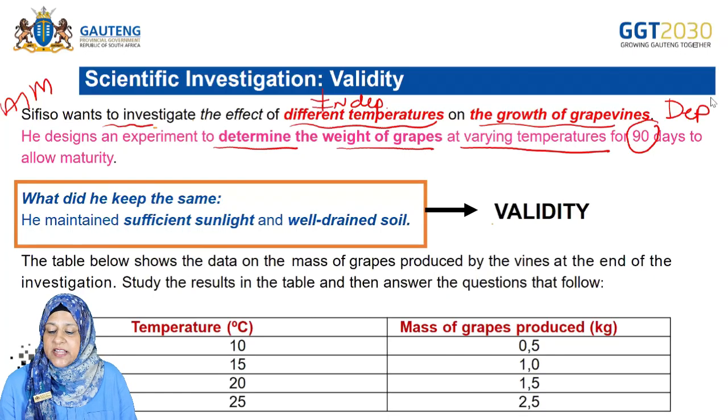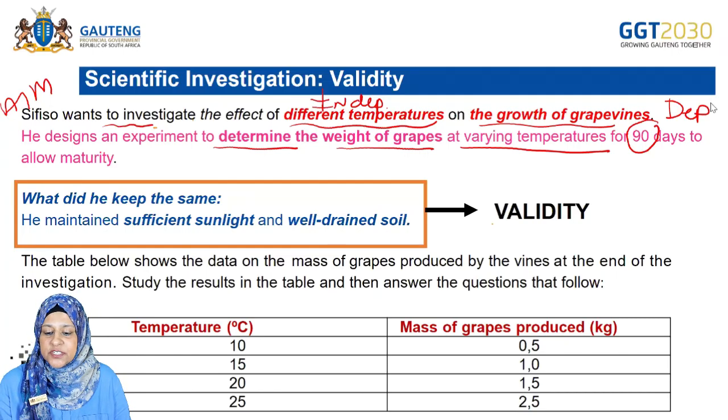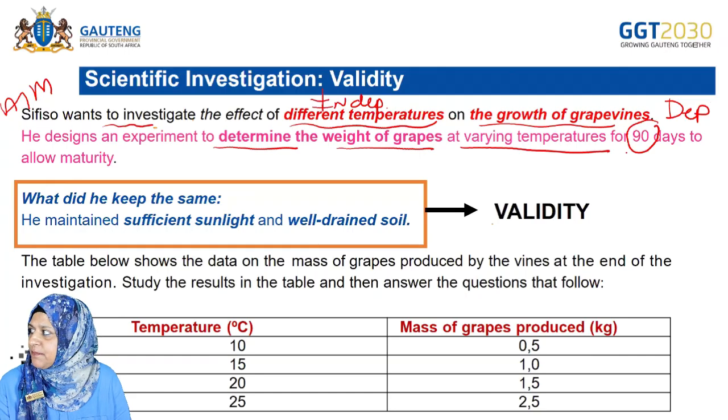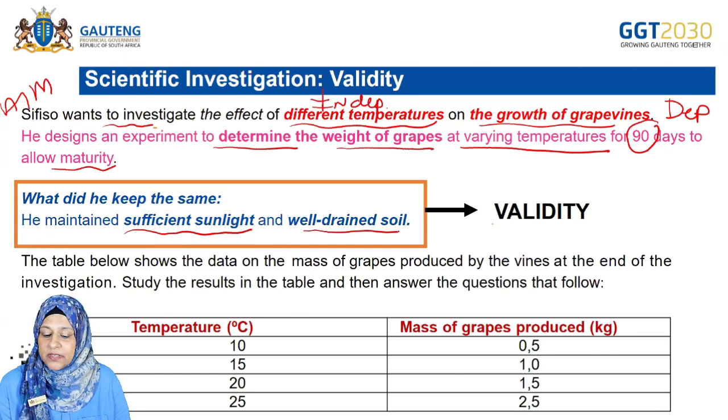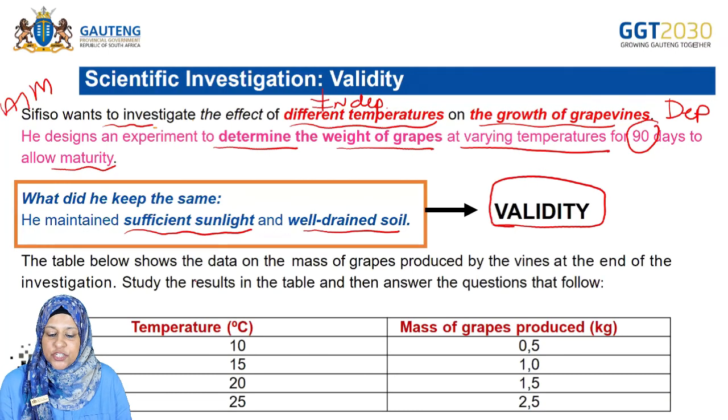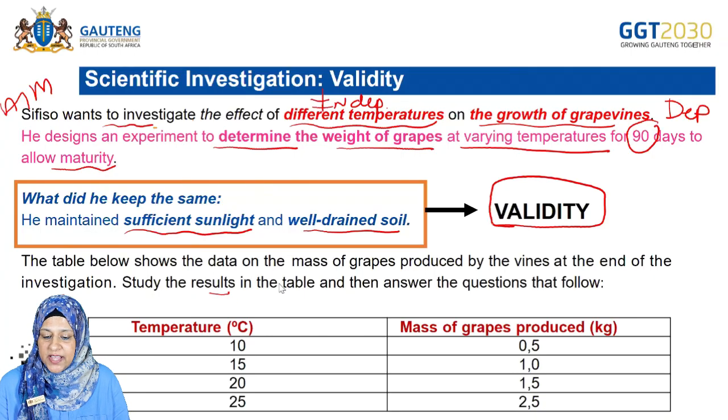Now, let's read the stem of the question. This is all the information given to us before the investigation. He designs an experiment to determine the weight of the grapes at varying temperatures for 90 days to allow for maturity. What did he keep the same? He maintained sufficient sunlight and well-drained soil. Okay, so that was giving us the validity. The table shows the data on the mass of grapes produced by the vines at the end of the investigation. Study the results in the table and answer the questions that follow.